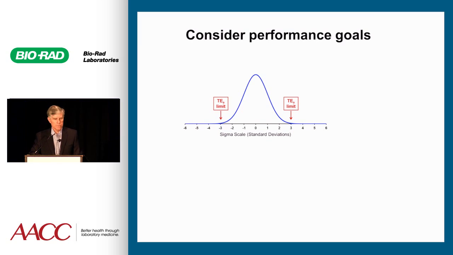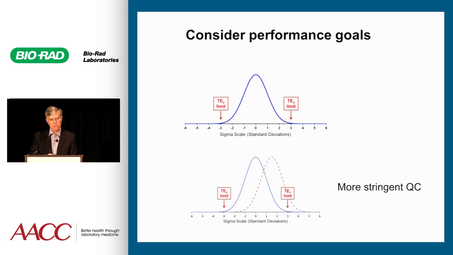On the other hand, if the performance characteristics of the method are barely adequate within the total error allowed, sort of a 3 sigma method as this particular diagram demonstrates, that same change is going to have a very large number of results exceeding that upper total error limit in this example, and that's not good. So we need more stringent QC to make sure we can identify much smaller changes before they become medically important.